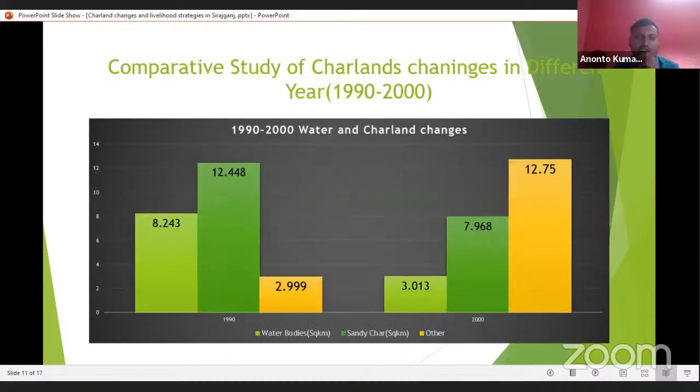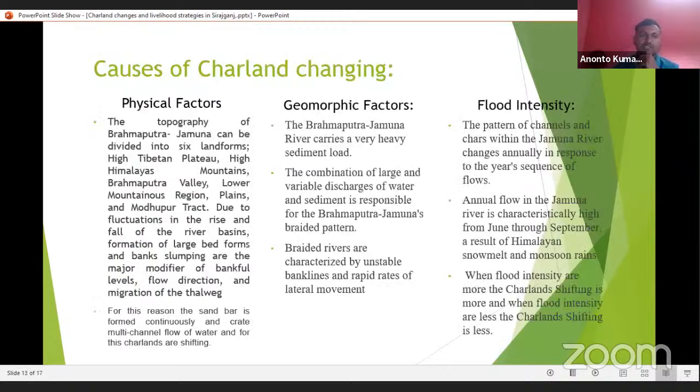Here in the bar diagram we can see the water bodies, and we can see that 1990 and 2000 are different. That is the cause of the shoreline change. There are many causes of the changes. Mainly four or five causes are the main ones.